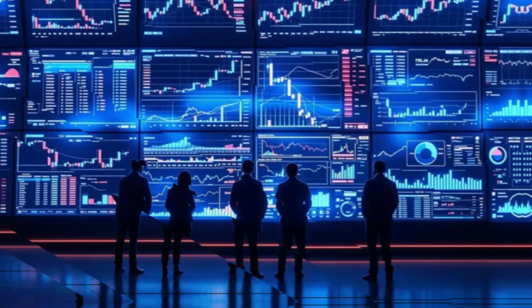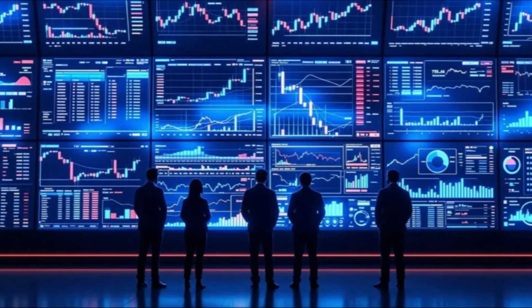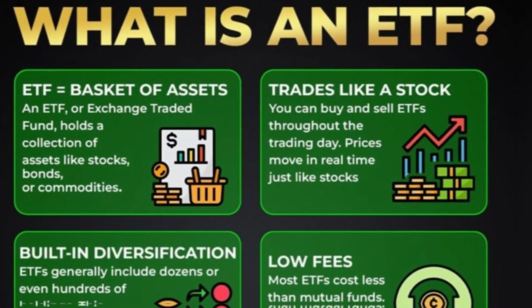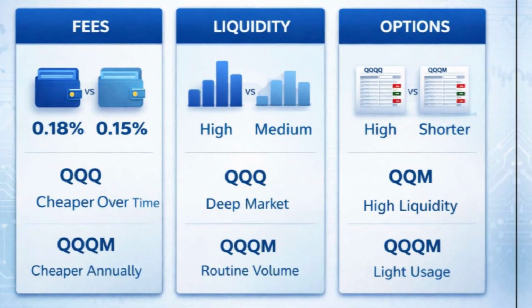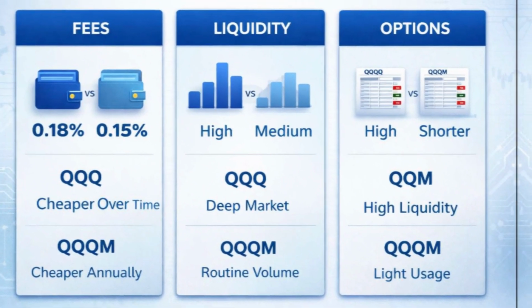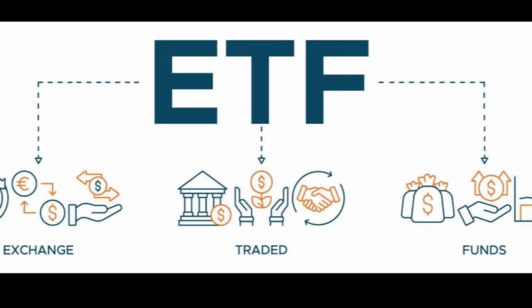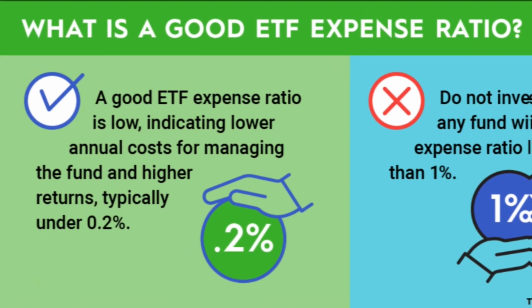Now, QQQ is famous. It launched back in 1999 and became one of the most recognized ETFs in America, especially for investors who want exposure to big Nasdaq names like Apple, Microsoft, Nvidia, Amazon, Meta, and other major growth companies. It is heavily traded, very liquid, and extremely popular with active traders and options traders. But here's where things get interesting.